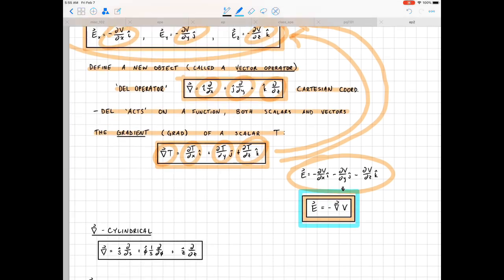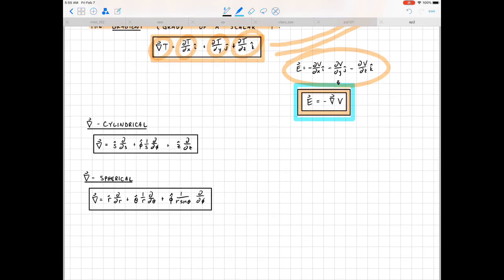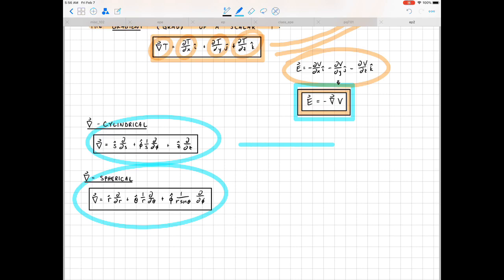So what I've written out is Cartesian coordinates, but of course you could also write out the del operator in cylindrical or spherical coordinates. And depending on the problem, the charge distribution or the potential may make more sense to be written in cylindrical or spherical coordinates. Let's say you have a line of charge, then cylindrical coordinates might make the most sense. And if you've got a sphere of charge, then spherical might make the most sense.